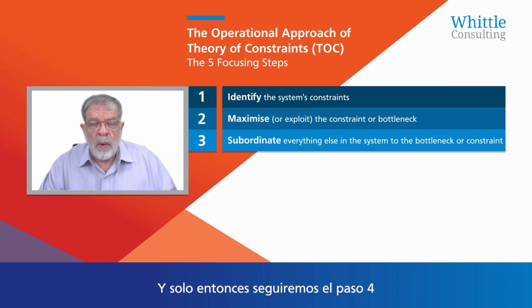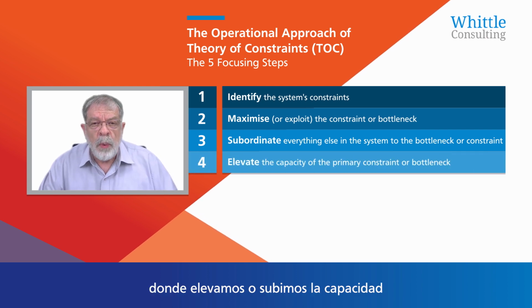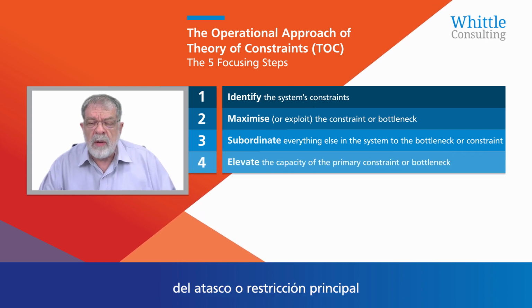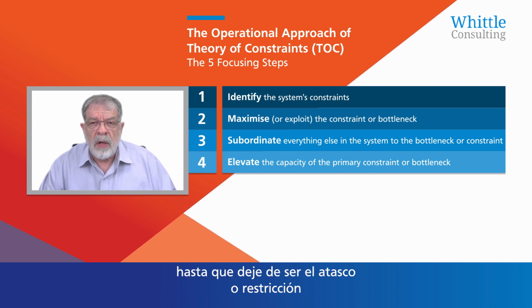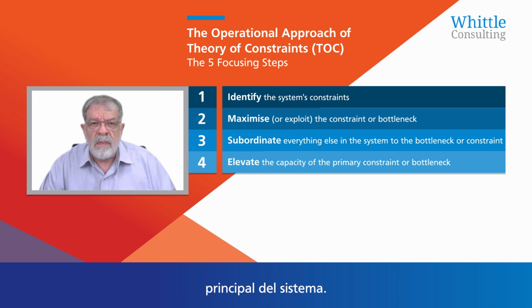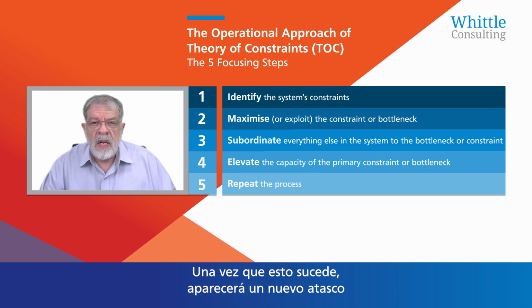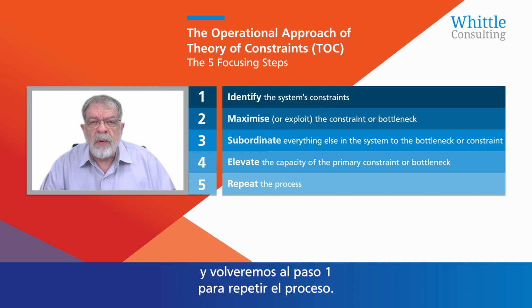And only then we will follow step 4, where we elevate or lift the capacity of the primary constraint or bottleneck until it is no longer the primary bottleneck or constraint of the system. Once this happens, a new bottleneck will emerge, and then you go back to step 1 and repeat the process.